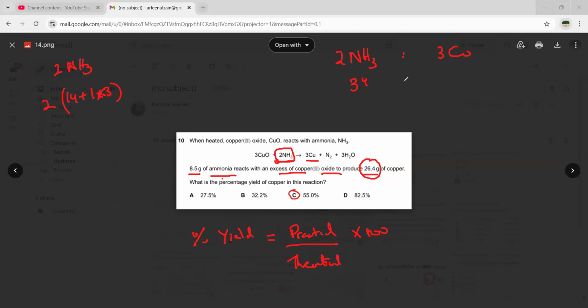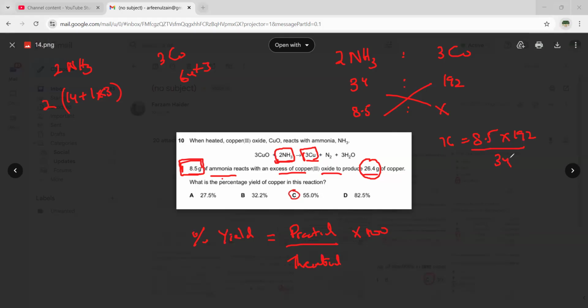What about the total mass of copper? Copper is 64, 63.5 is the exact number, but let's say 64. And there are 3 coppers, so 64 multiplied by 3 is 192. So according to the equation, if I have 34 grams of ammonia, I should get 192 grams of copper. And if I have 8.5 grams of ammonia, how much copper should there be? X. We cross multiply, so it will be 8.5 times 192 divided by 34.